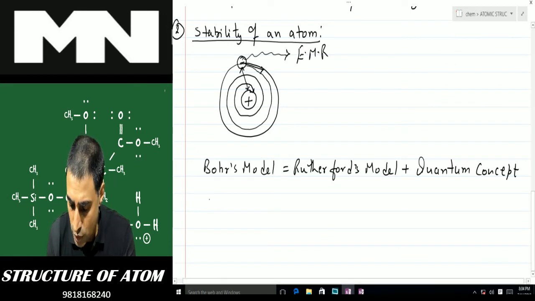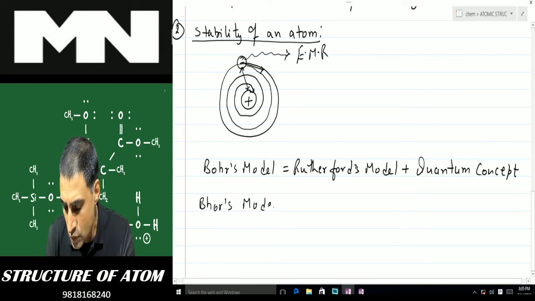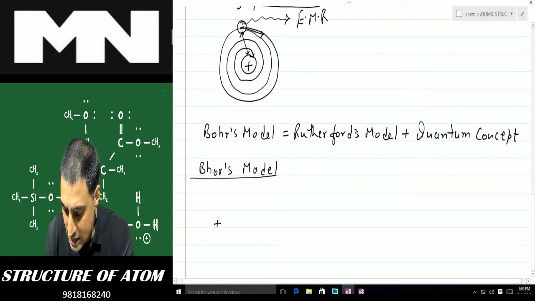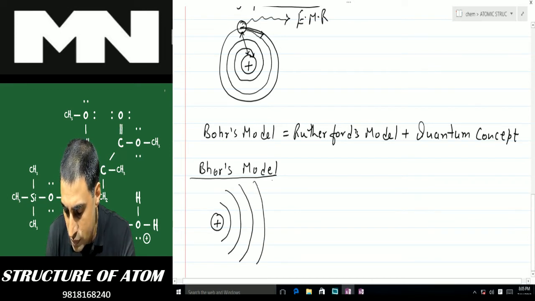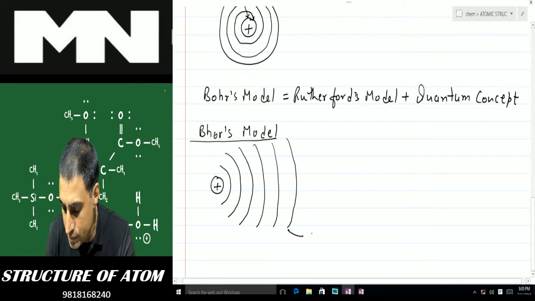What is Bohr's model? Well, according to Bohr's model, an atom consists of a centrally placed nucleus and circular paths around the nucleus in which the electrons revolve. But Bohr coined a different term for them. He said they are energy levels.